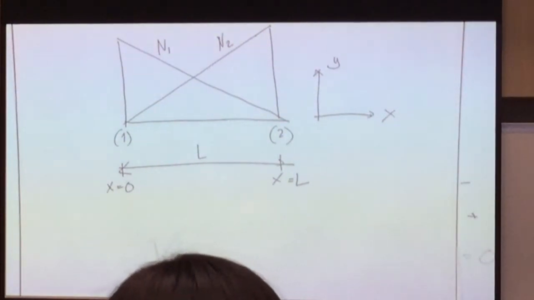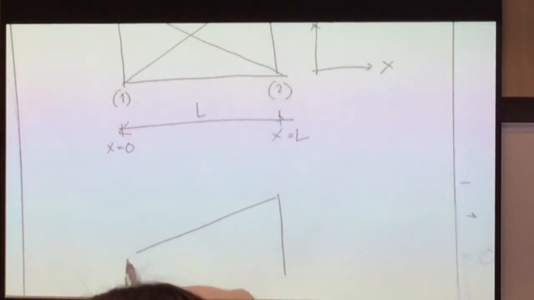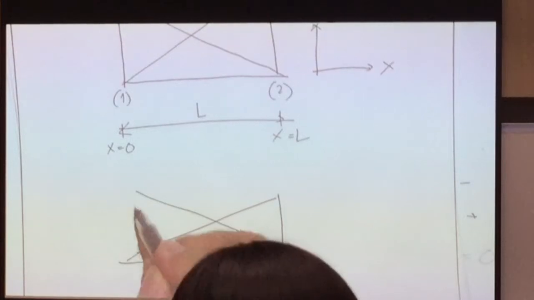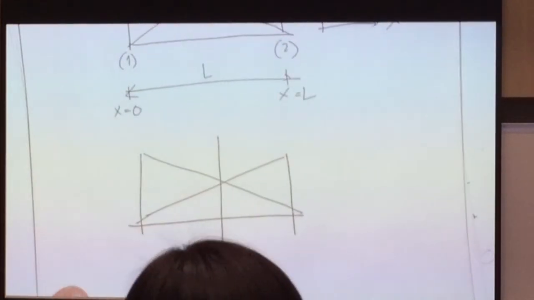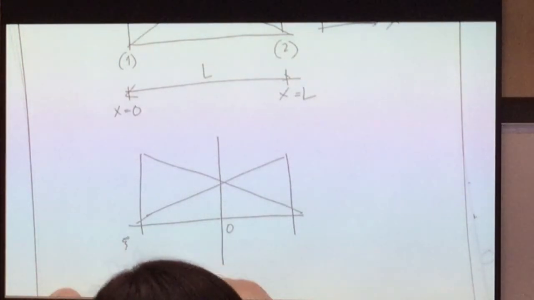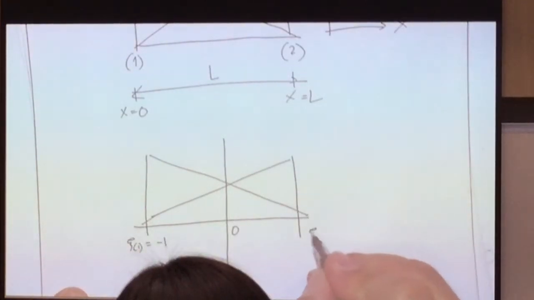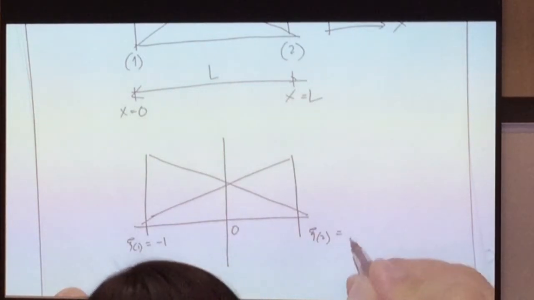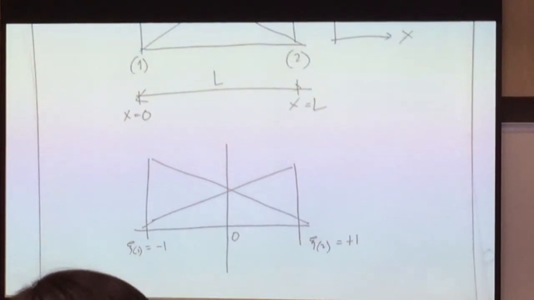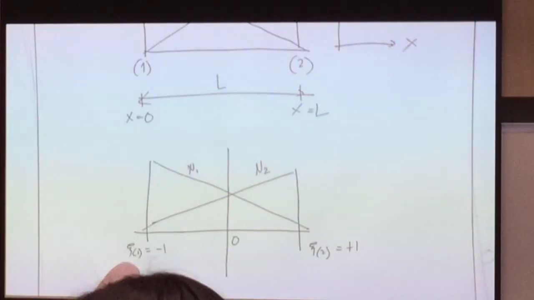So what we're going to do is map such that this one here will be 0, and we have here C1 equal to minus 1, and C2 equal to a positive 1. And then you get the same. This one is still N1, and this one is still N2. And then C1 at node 1 is equal to this one here.